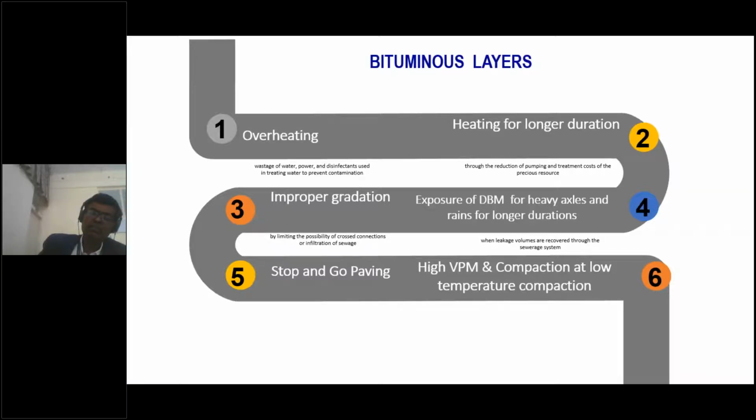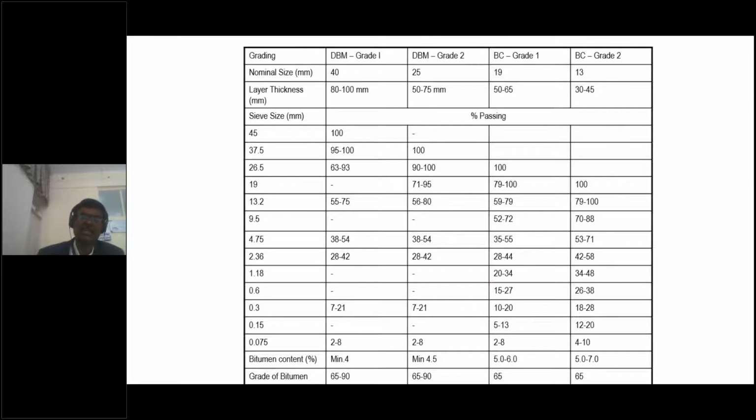And when it comes to the compaction of asphalt layer, bituminous layer, especially we should not put high vibration for the thin layers less than 20 mm, 25 mm. Vibratory compaction not to be carried out, very dangerous. And then there is no point in compacting the asphalt layer when the temperature is less.